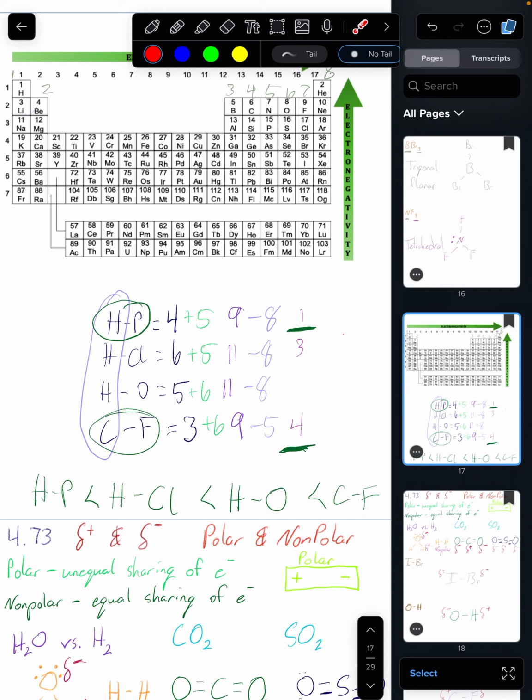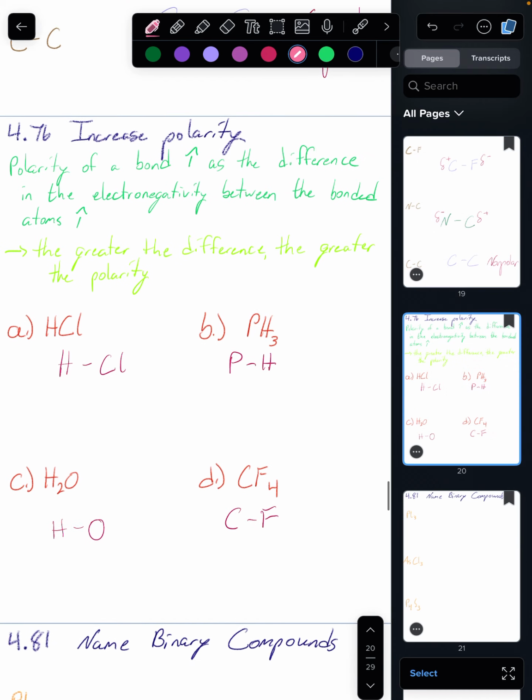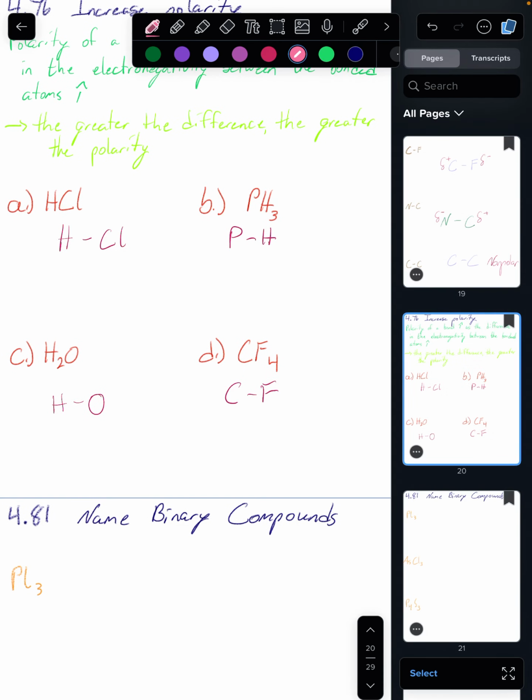Let me erase things. Okay? So we have our final answer here. So we know it's going to be that HP, then the chlorine, then the oxygen, then the carbon. Okay?